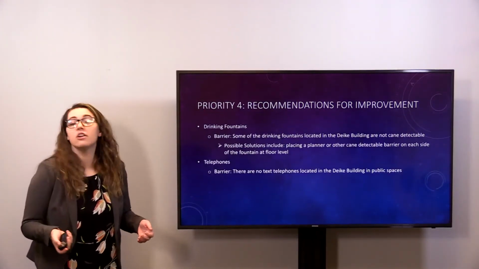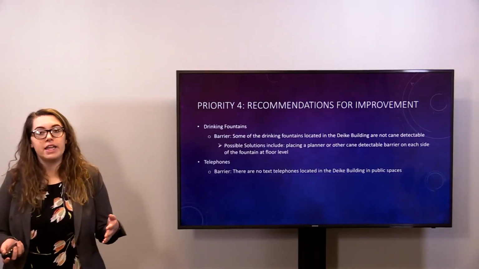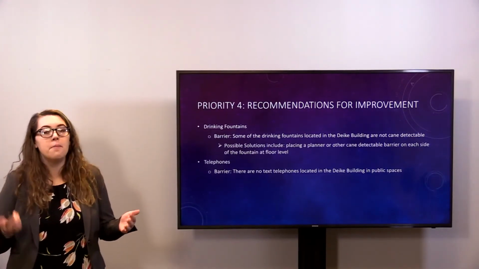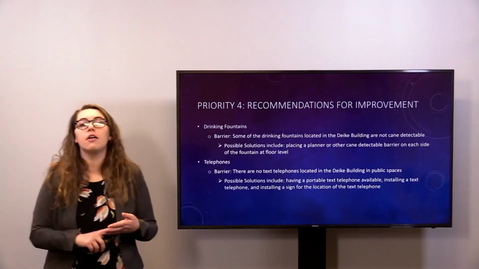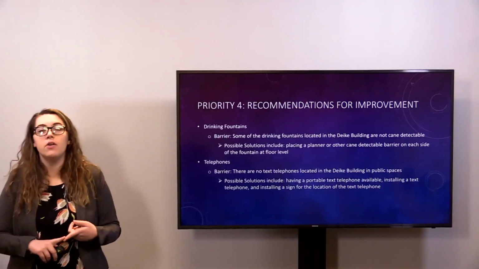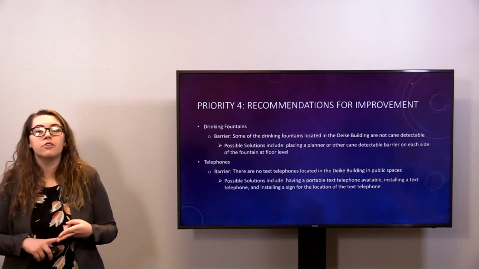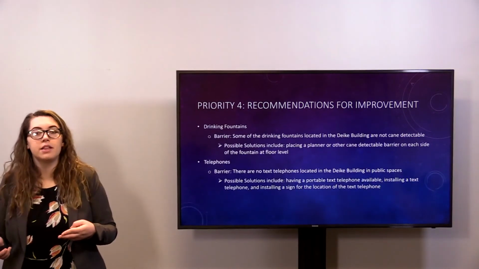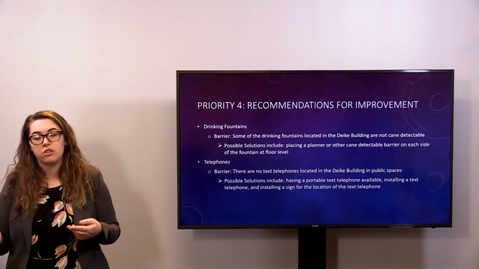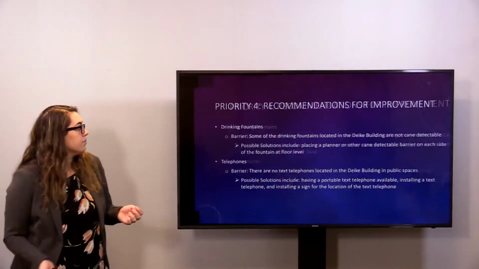Onto telephones. There are no text telephones provided in the building or signage for them. So a possible solution would be either for there to be a portable text telephone in the building, or for one of the telephones in one of the classrooms to be a text telephone and have signage to whichever one is chosen.